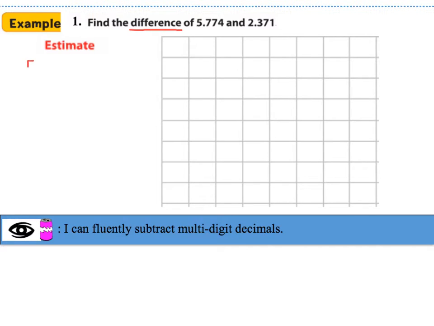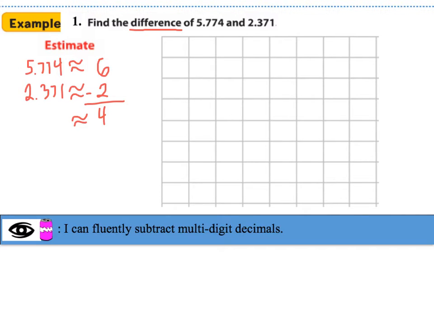If I take the decimal 5 and 774 thousandths, I'm going to look at that number and in terms of money, it looks like $5.77. $5.77 is close to $6. And then let's take the other decimal of 2 and 371 thousandths. And that is approximately close to, if I look at that as money, $2.37, and that's close to $2. If I subtract those two, since difference means to subtract, 6 minus 2 is 4. So our answer should be close to 4.